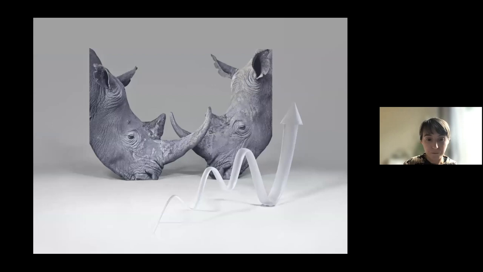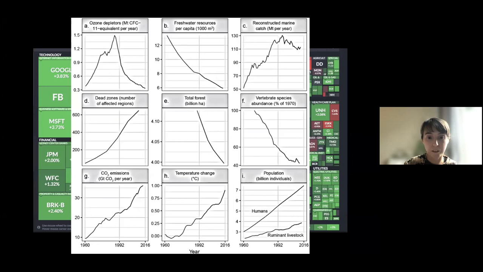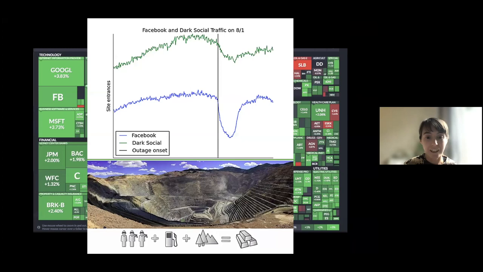So these are just examples of these sculptures. And this idea of a materialization of a graph itself, like a mountain. These are graphs of Anthropocene. And this is a relationship between online traffic and a mineral mine.